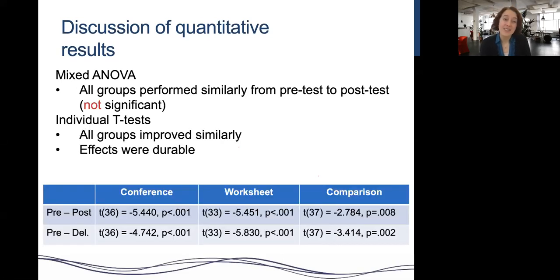But these individual t-tests do show that each group did improve and that each group improved in a durable way. So it was still effective. They maintained that increased accuracy at the end of the study. Now, some people are already panicking and saying, you've used multiple statistical tests to analyze the data. No. Remember, we used a mixed ANOVA for that. This was only to see what happened individually.